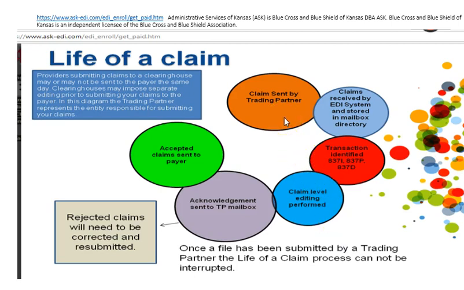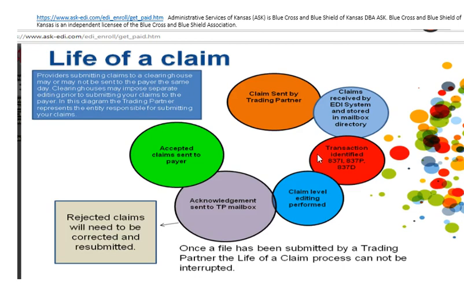Notice the claim is sent by the trading partner, which in this case they're calling providers or secondary payers. The claim is received by the EDI system, identified as an 837I, which is an institutional claim, or an 837P, which is a professional claim, or an 837D, which is a dental claim.